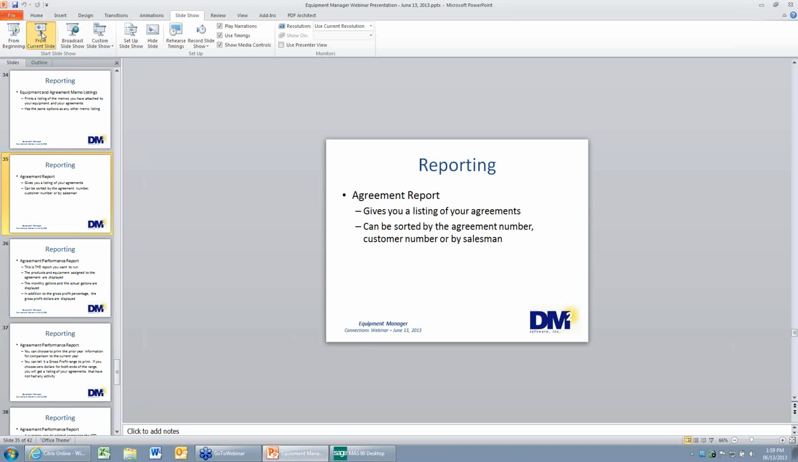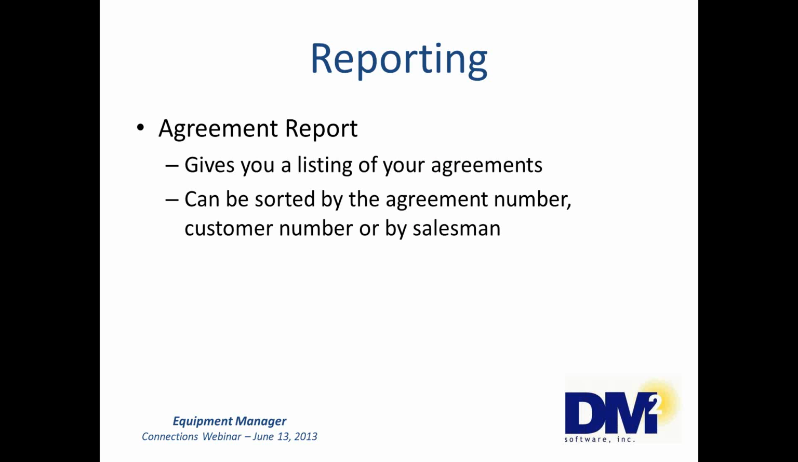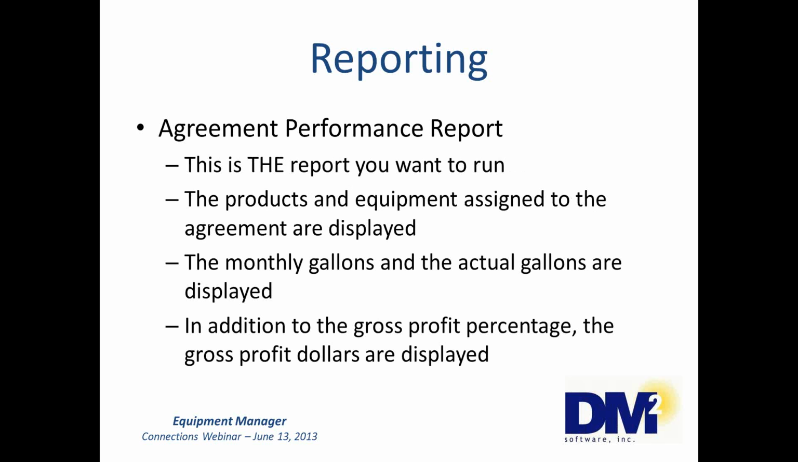Probably the most important report of all is the agreement performance report. This is the report you want to run. The products and equipment assigned to the agreement are displayed. The monthly gallons, projected gallons, and the actual gallons are displayed. And in addition to the gross profit percentage, the gross profit dollars are displayed.